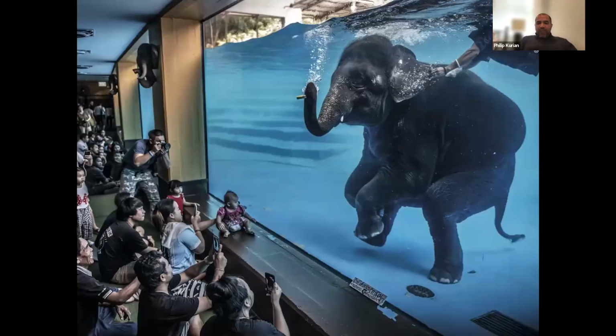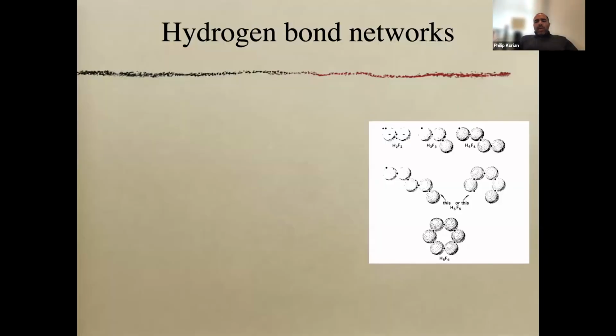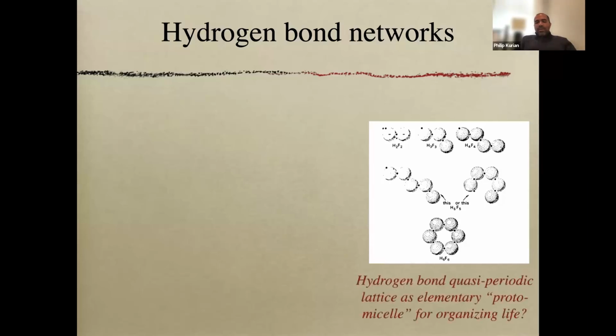So the elephant is in the room, and we are going to talk about how this elephant plays a role in the organization of life. So here's some hydrogen fluoride bond networks, because it's not only water that forms these hydrogen bond networks. You can see from this picture that I've taken from John Barrow's and Frank Tipler's book, The Anthropic Cosmological Principle, that these hydrogen bonds can form these quasi-periodic lattices. They can form certain regimes that are linear, but they can also form these similar proto-micelles. And could they be places for organizing life?